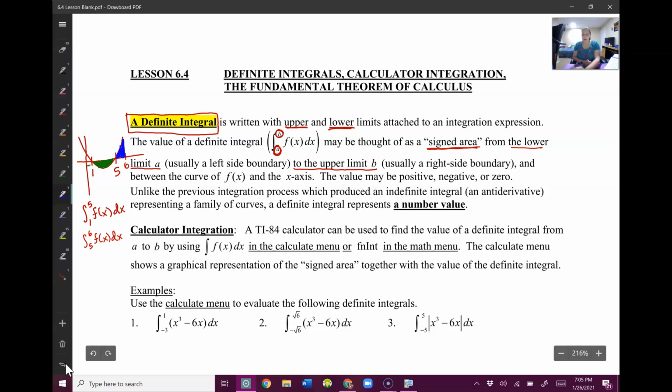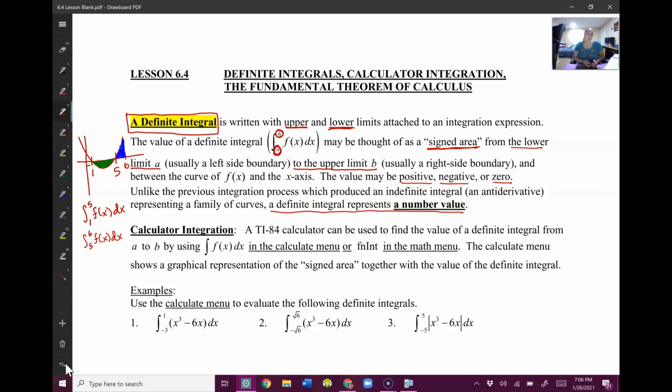Now, it says right here, the value may be positive, negative, or 0. Unlike the previous integration process, which was an indefinite integral, a definite integral represents a number value. So for all of these problems, our final answer should be a number.